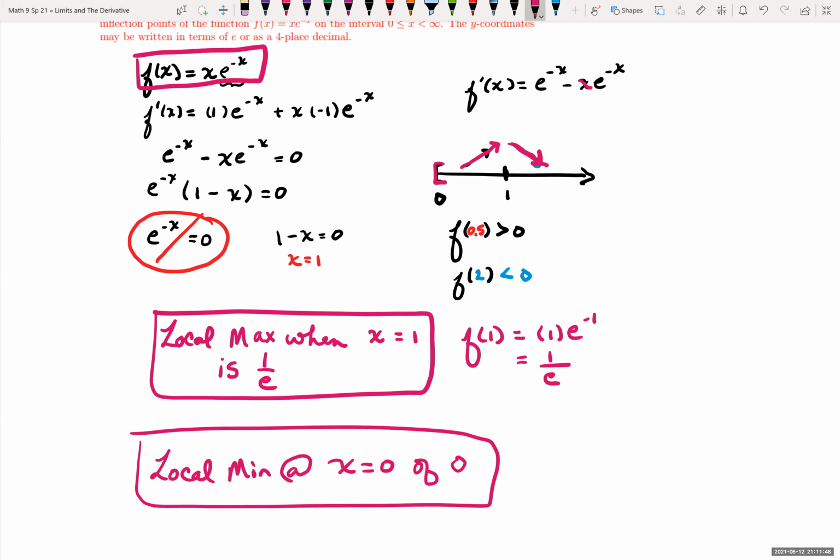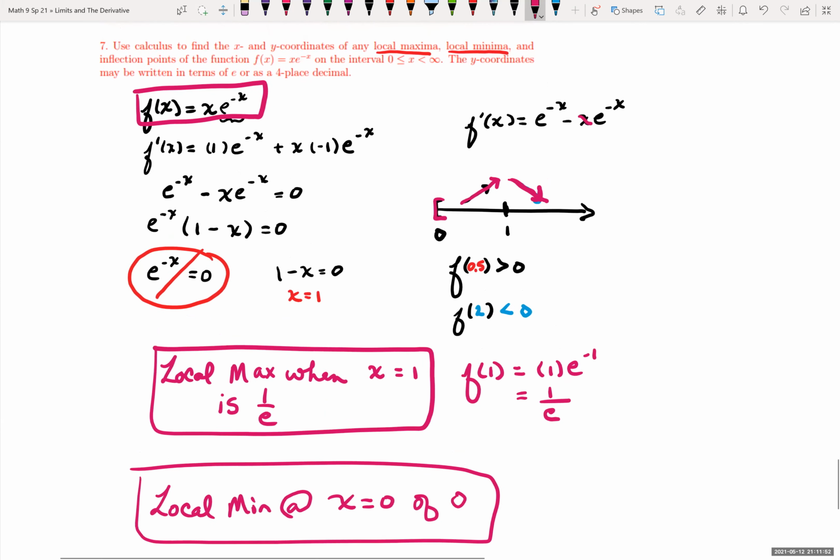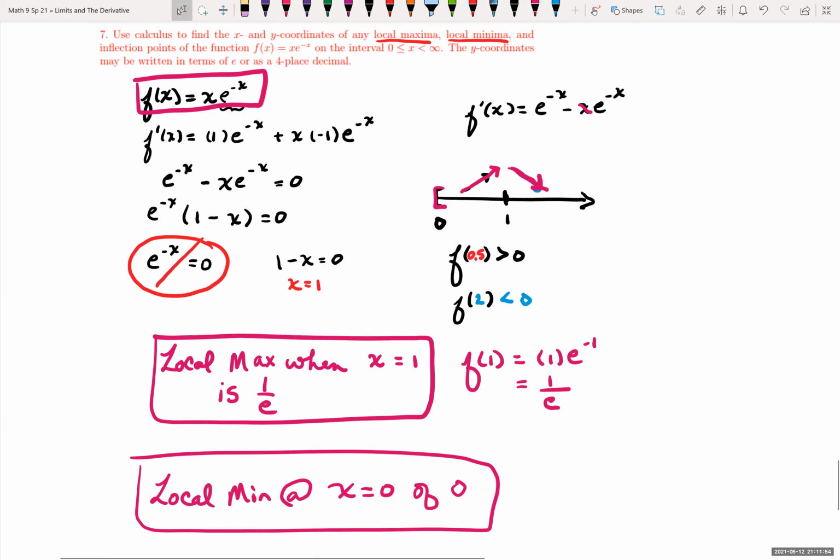Okay, so we're already out of time, so I don't have time to go through right now to find the inflection points of that function. But remember, to find inflection points, you're going to find the second derivative, and then find your critical values, which set your second derivative equal to 0 or make it undefined. And then you're going to have to test into your second derivative if it's greater than 0.